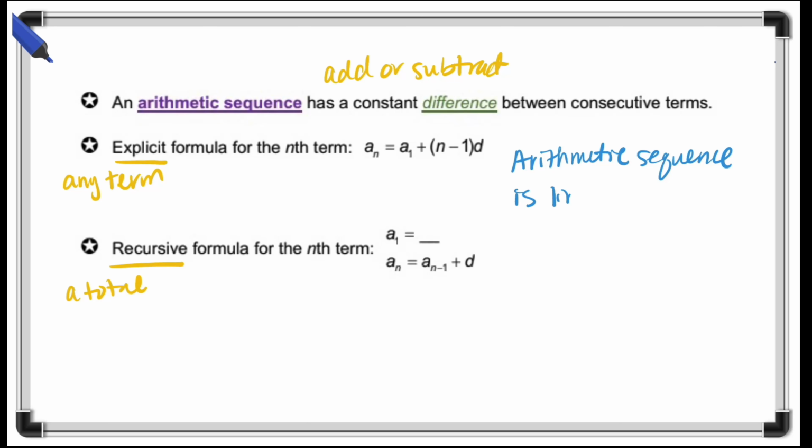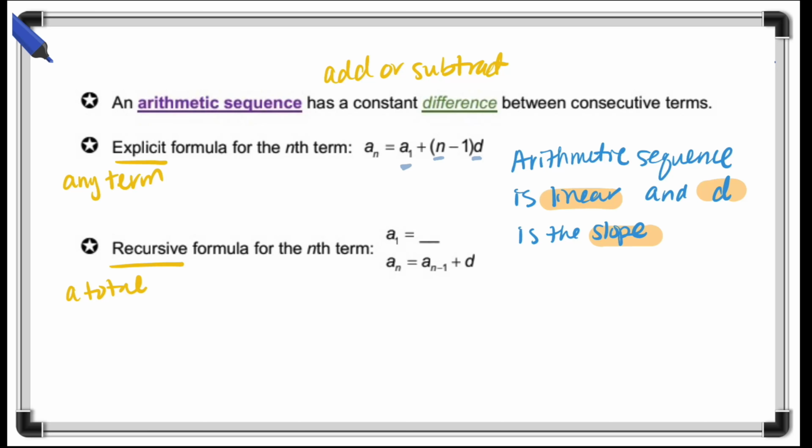Now, remember that an arithmetic sequence is linear. Okay, it is linear, and d is the slope, or again, that constant change. When you look at your explicit formula, a sub 1 is your first number. That d, or that difference, is the change, what you add or subtract every time. And then n is the term that you want.